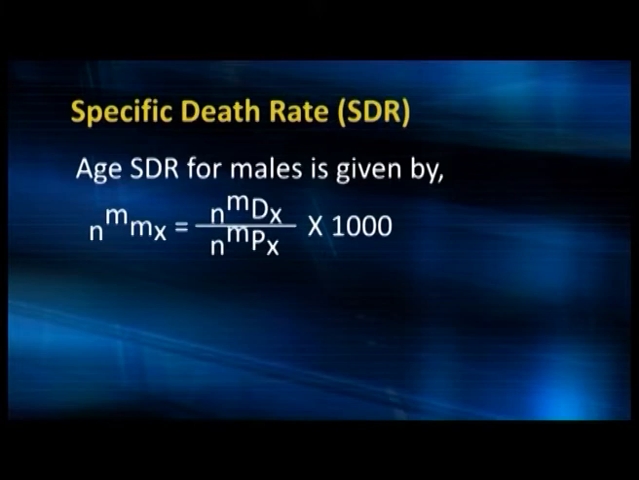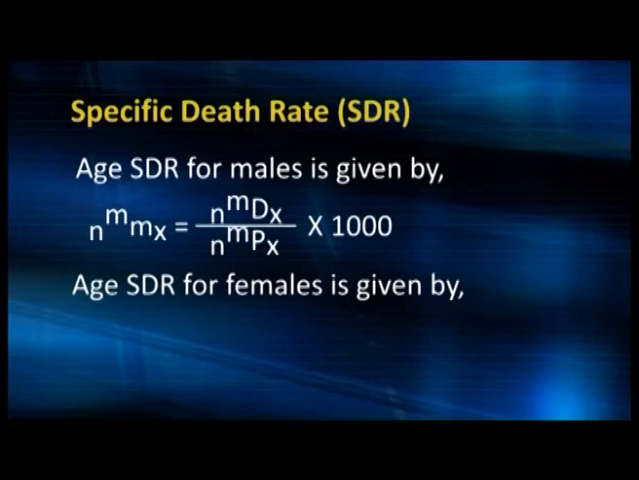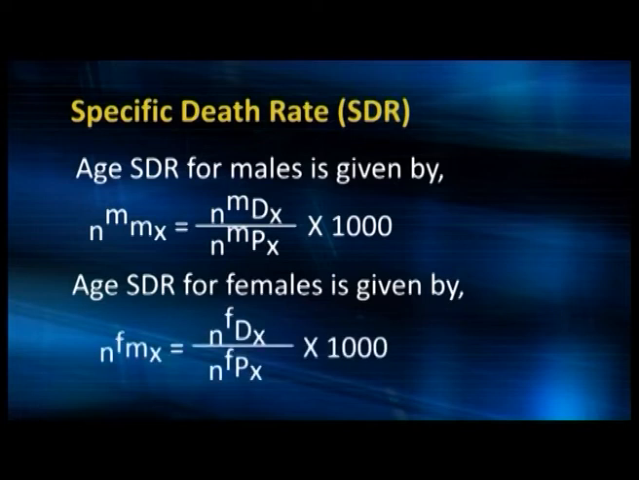Similarly, the age-specific death rate for females is given by the formula: female age-specific death rate is equal to the number of female deaths in the age group x to x plus n, divided by the total female population in the age group x to x plus n, into 1000. Both these formulas give the death rates specific to age and sex.